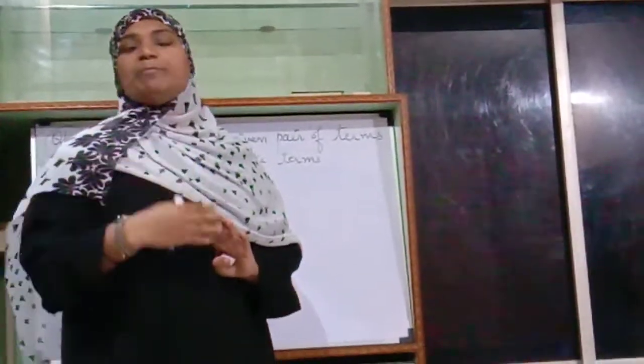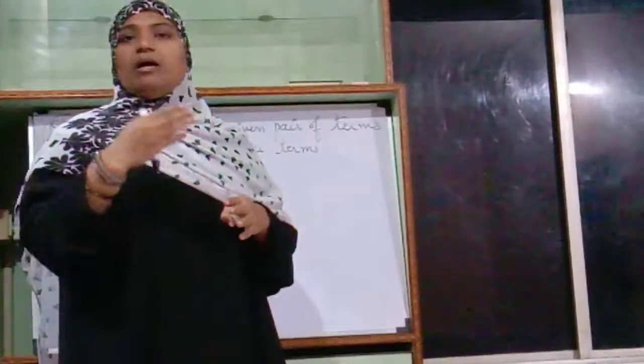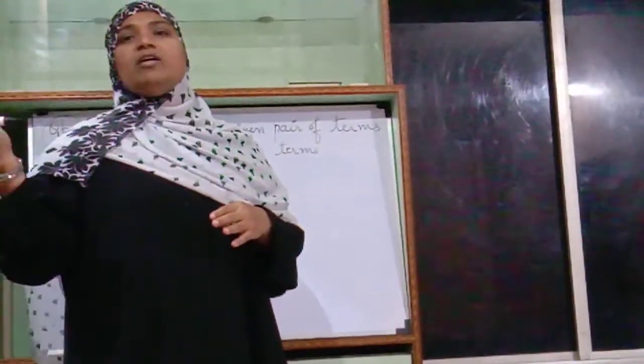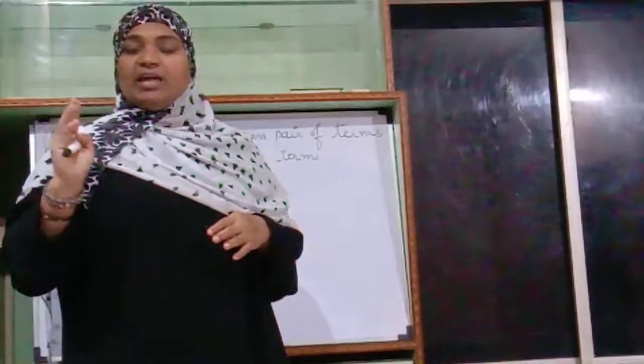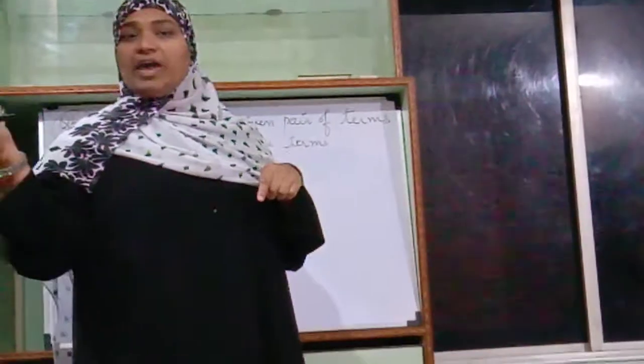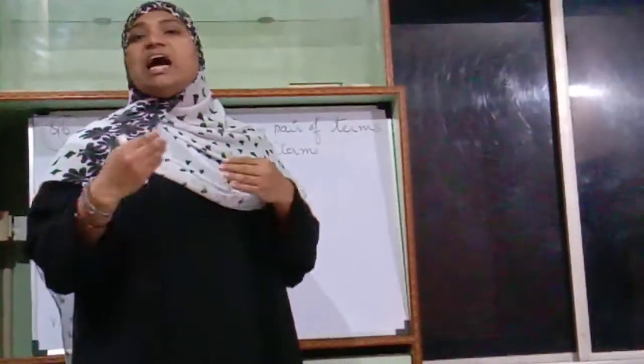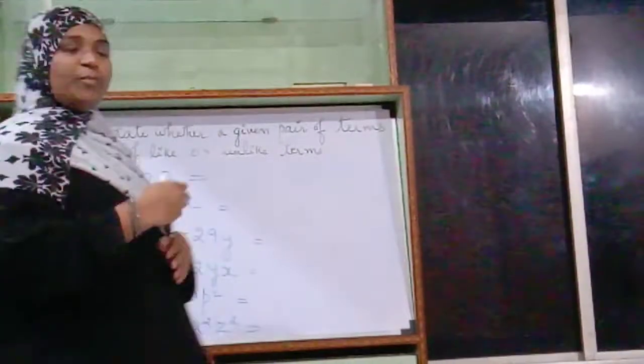Now if I give an example, say I have 3.2x or I may have 3.9y. In one case I have x, in the second case I have y. So both the variables are not the same. So that is called an unlike term. Now let's get into the problem.